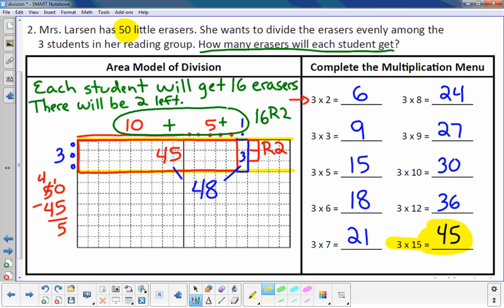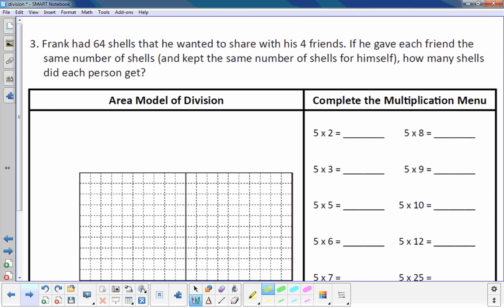All right, let's try one more. Frank had 64 shells that he wanted to share with his 4 friends. If he gave each friend the same number of shells and kept the same number of shells for himself, how many shells did each person get?